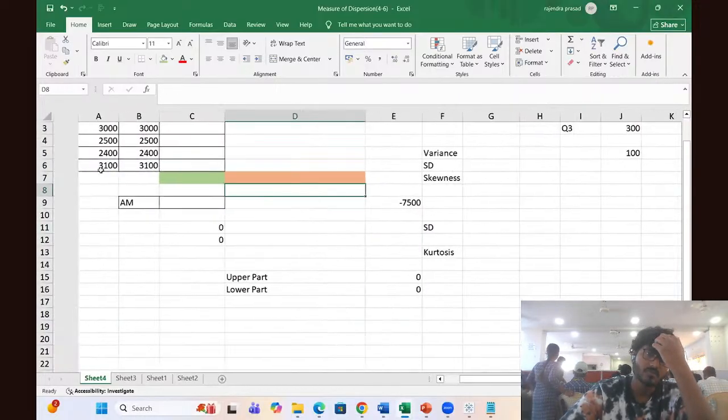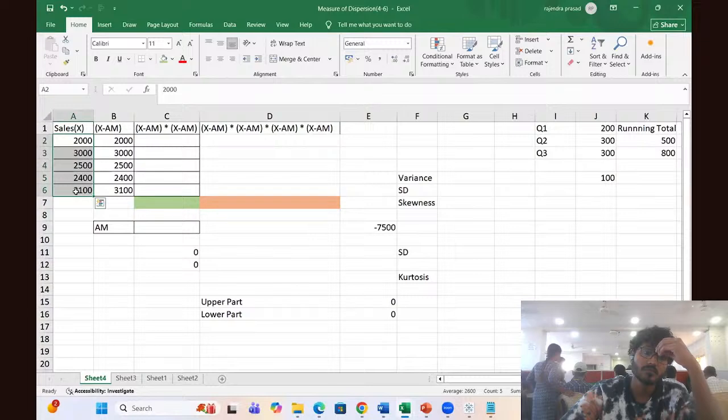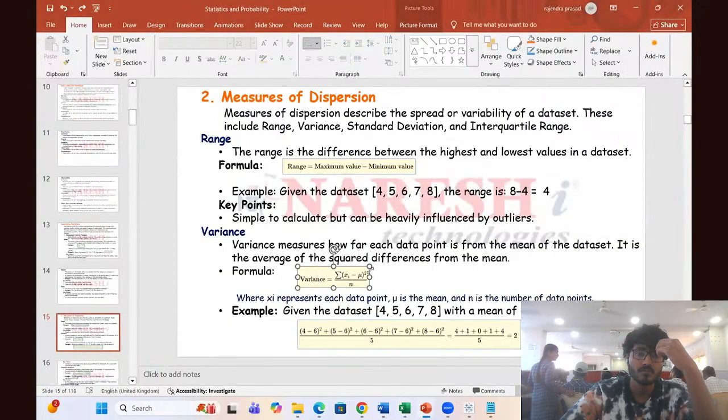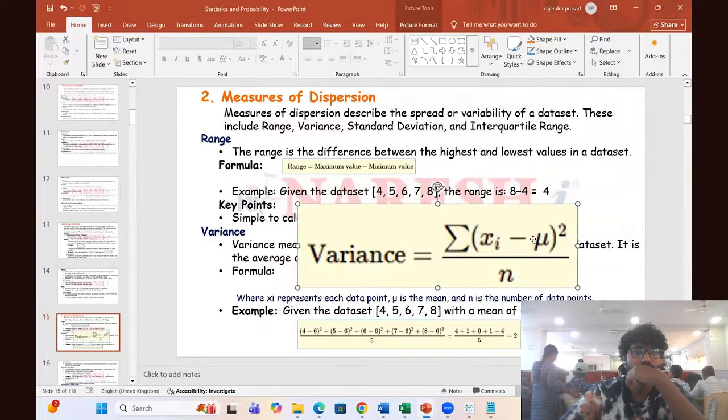Okay. See guys, I've been observing the data from the past 5 days of sales. From this, I wanted to calculate the variance. To calculate the variance, to implement this formula, first I need an arithmetic mean. So let me go and calculate the arithmetic mean.